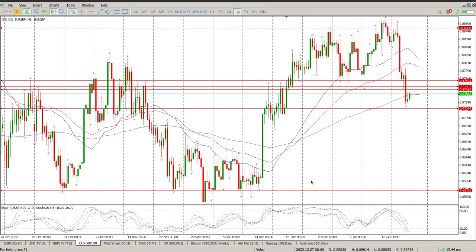So that's the closest bit of structure I can see here. So rejection of these levels, so 087692, and you're looking to target 087268, and then a little bit lower down here is a little bit more structure, and that is at 087091.